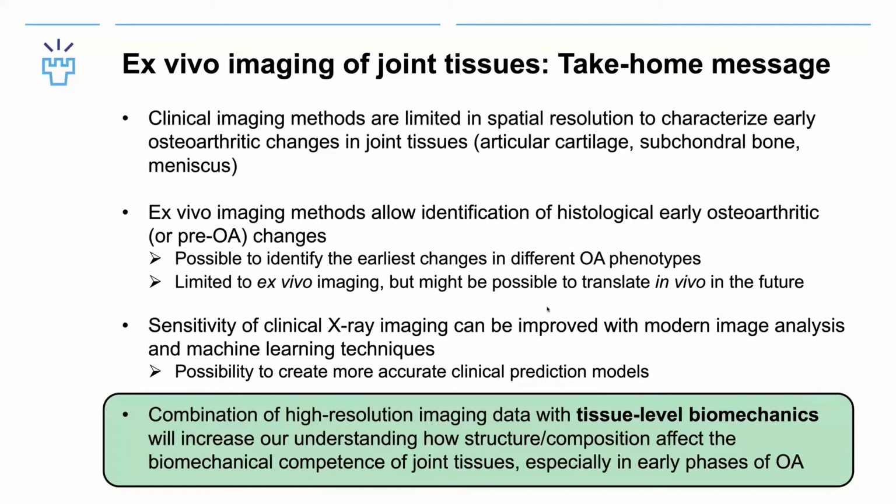And it is very important to highlight that the combination of this high resolution imaging data with tissue level biomechanics will increase our understanding of how structure and composition affect the biomechanical competence of joint tissue. So at the moment today we were focusing on imaging, but to truly understand, for example, the joint tissues and the joint as a unit, we need to integrate this information with biomechanics. So this is the way to go, and this is of course what we are also doing in collaboration with, for example, the University of Eastern Finland.